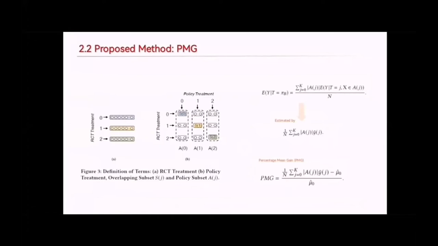Because for these matched samples, we can observe the actual outcome, and the sample average is also an unbiased estimate of the above estimator. Finally, percentage mean gain, PMG, can be calculated as follows.